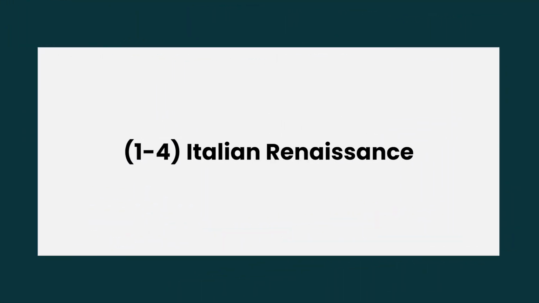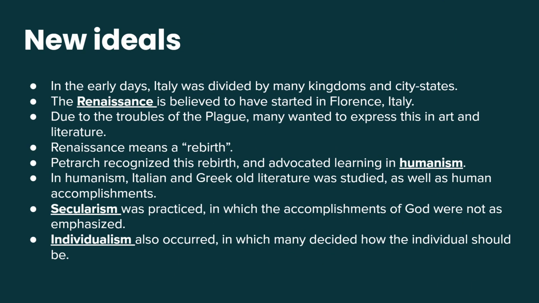Now let's look at the Italian Renaissance. This is probably one of the most important topics in this unit. So there are new ideals. In the early days, Italy was divided into many kingdoms and city-states. Instead of one nation like right now, it was Italy, but it had Florence and Sicily and all of these different city-states. So unity was not necessarily a thing until the 1860s, which we'll talk about in a different video, but not this one.